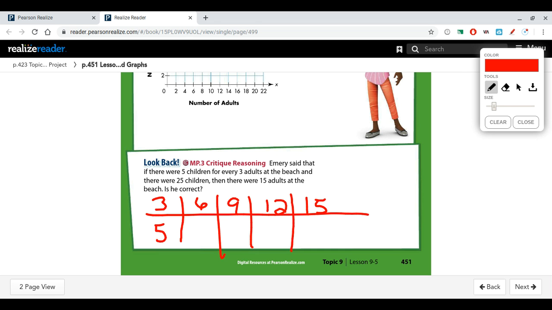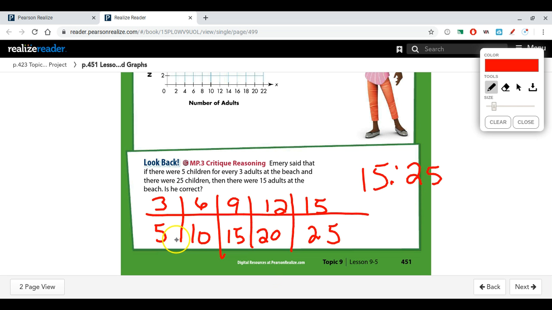Here I'm just going to double, so I end up with 10. I'm going to add another 5, that's 15, add another 5, that's 20, and 25. So yes, he is correct. For every 15 adults, there are going to be 25 children at the beach if my ratio is 3 to 5 or 5 to 3.